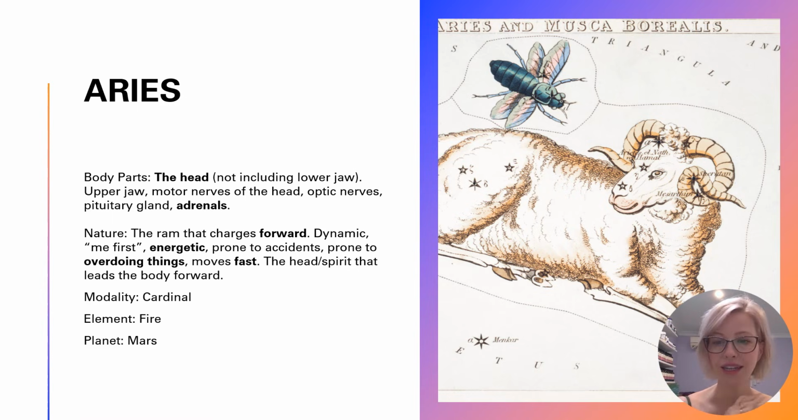The modality, and we will talk about these later, there are three modalities: cardinal, fixed, and mutable. These are like energetic patterns. A cardinal energy is a me first, pioneer, let's get started energy. So that's Aries. Modality is cardinal, element is fire, it's a fire sign, and its ruling planet is Mars.